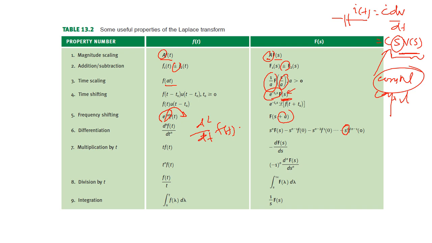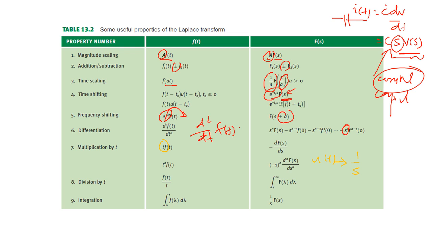Multiplying by a constant here will result in 1 over s of that same thing. We have already proved this before: let's say we have f of t equal to 1, then what will we get? We will get 1 over s. So u of t is giving us 1 over s.